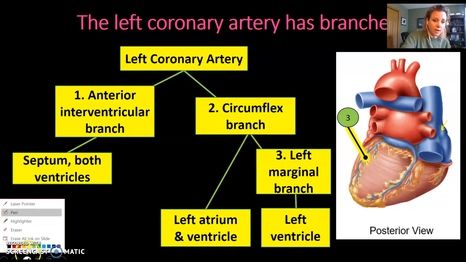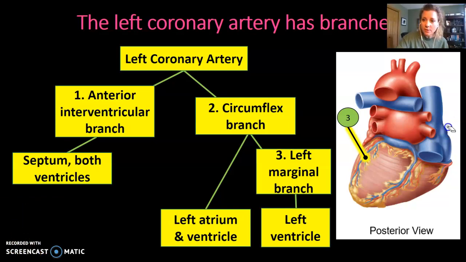So here is the posterior aspect of the heart, and remember that it's like we're looking at the back of somebody who's standing in front of us. So their left is our left. So this is the left side of the heart, and this is the right-hand side of the heart.